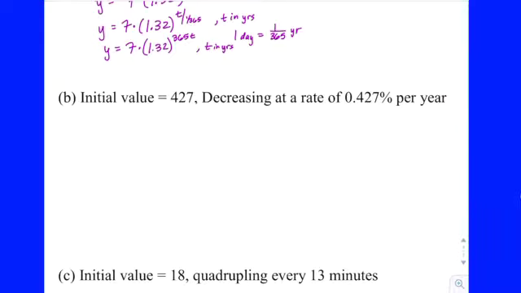Your base here is 1.4. Is that growth or decay? Should be decreasing, right? What's the base? Remember, the base is also the factor, right? So this would be the decay factor, and I'm giving you the decay rate.